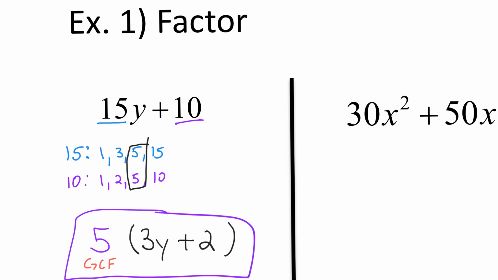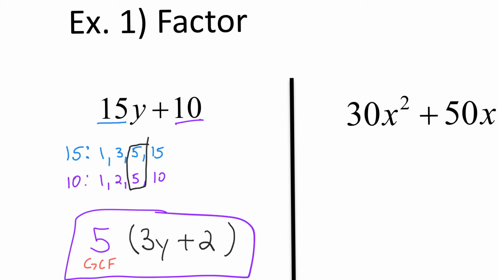Why is it my answer? Well, if you do the opposite, remember, if you distribute, if you multiply 5 times 3y, that's going to be 15y, and 5 times 2, that's going to be 10. And that's what we want. We want to know what multiplies to this binomial.